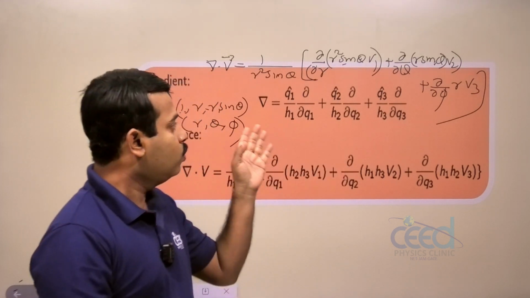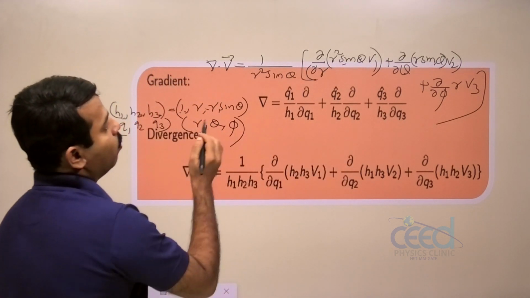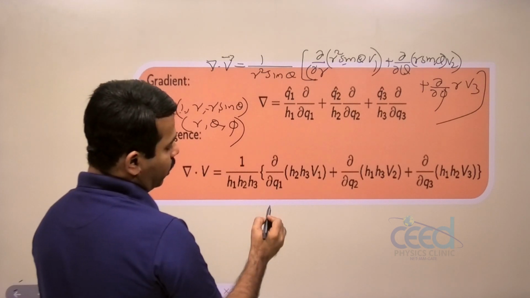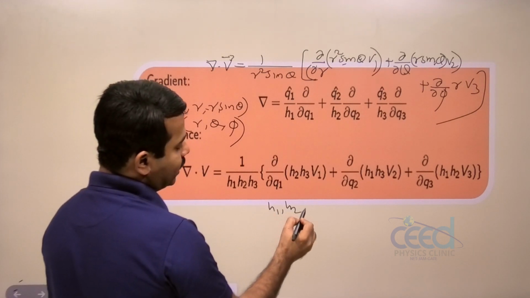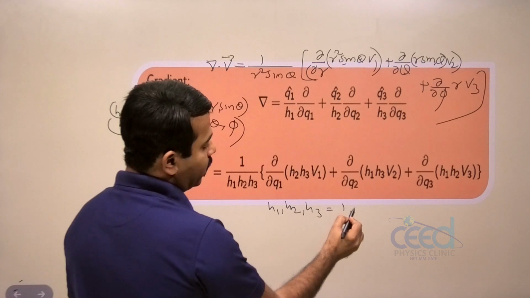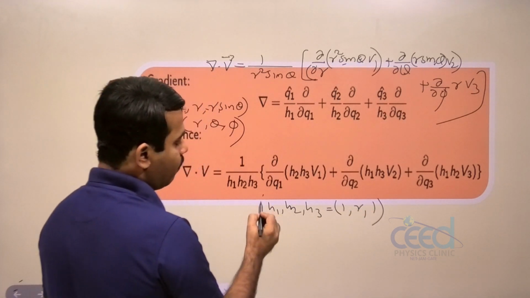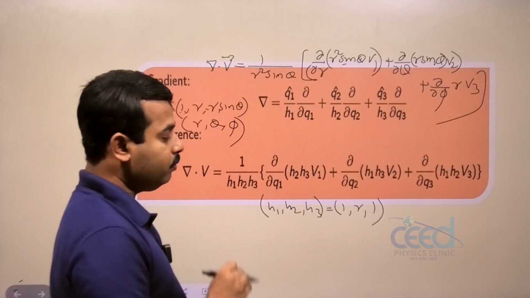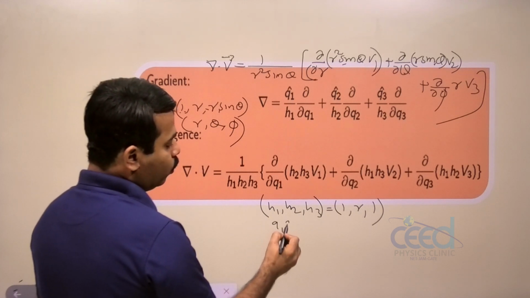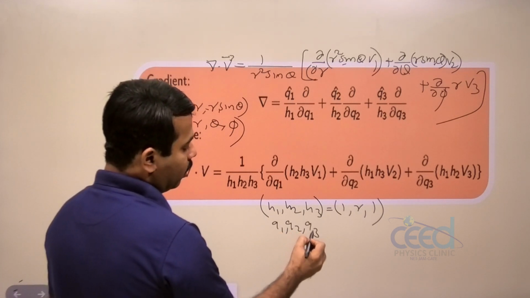Now in cylindrical coordinates the same thing. How do I write it? In cylindrical coordinates h1, h2, h3 are 1, r, 1. And q1, q2, q3, what are they?